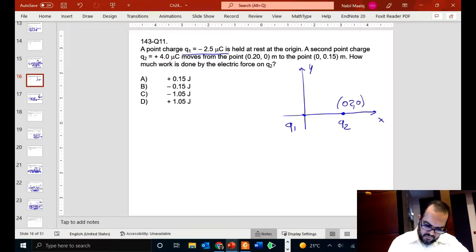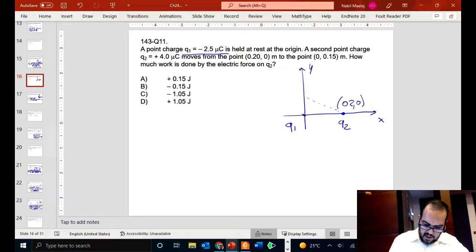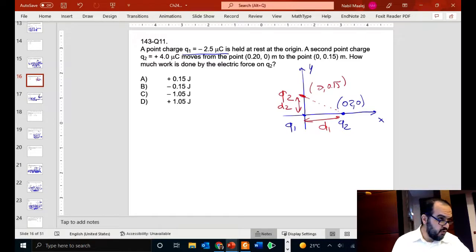Okay, and then we move it. So let me use another color. We move this point to a different location. So we move Q2 to this location, which is 0.15. Let me call this distance D1, this distance D2. How much work is done by the electric force?